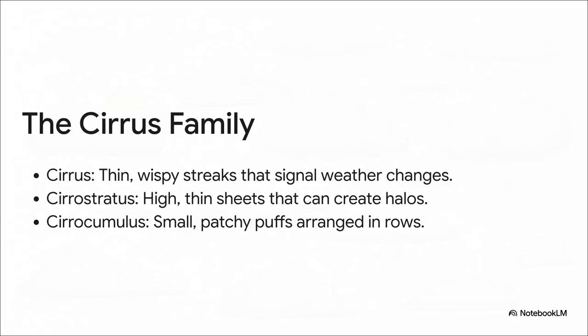So this whole cirrus family is just fascinating. You've got your basic cirrus streaks, which are often the very first sign that a weather front is on its way. Then you have cirrostratus. These are the thin sheets that create those absolutely beautiful halos you sometimes see around the sun or the moon. And finally, cirrocumulus, which look like tiny little ripples of cotton. Sometimes people call it a mackerel sky.